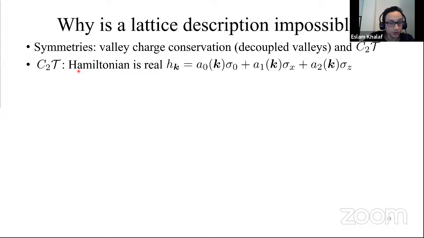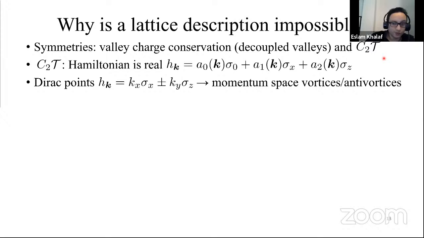So we can write the most general 2x2 real Hamiltonian in this form. And then this first part is unimportant to the properties of the wave functions, so we can usually drop it, which tells us that the Hamiltonian can be essentially represented by a two-component real vector. And in this representation, the Dirac points would appear as vortices or antivortices. They are points where this vector vanishes, and where this vector has some winding around this point. And this winding can be positive or negative, which gives us some vorticity.